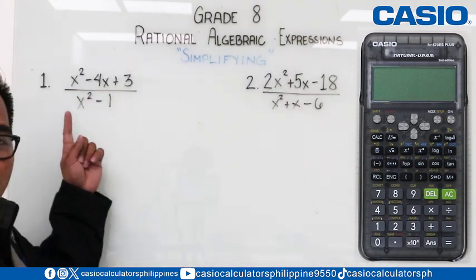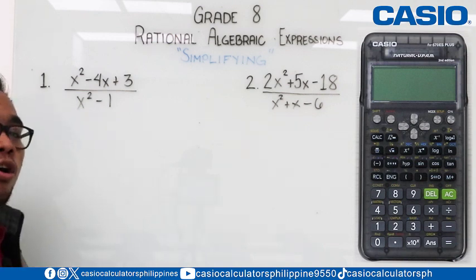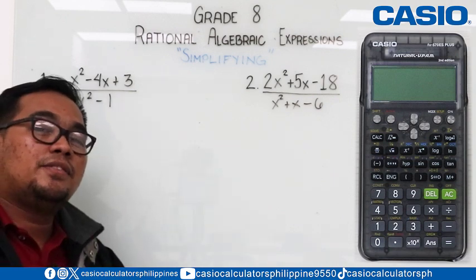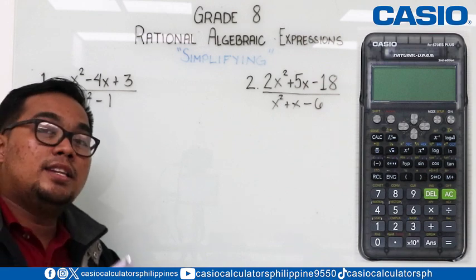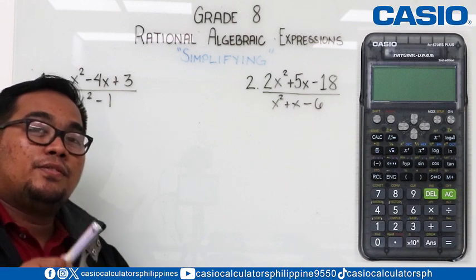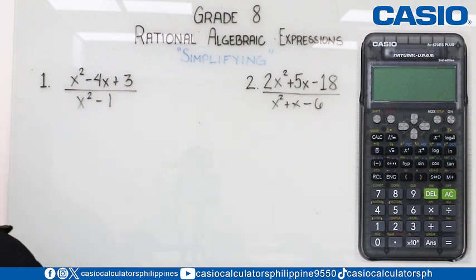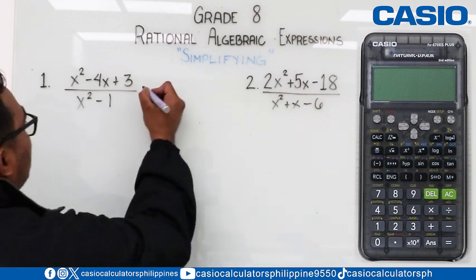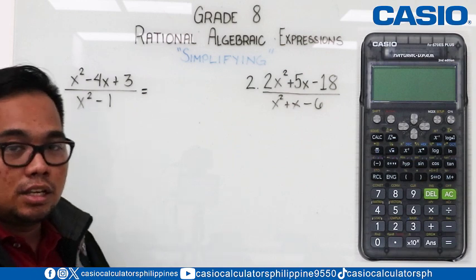Here we have our first given: x squared minus 4x plus 3 over x squared minus 1. We need to identify the different factors of each polynomial in the numerator and the denominator, if available. Take a look at x squared minus 4x plus 3. What we need to do is check if there are any factors of this quadratic expression.